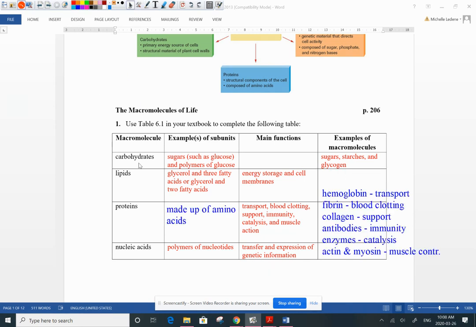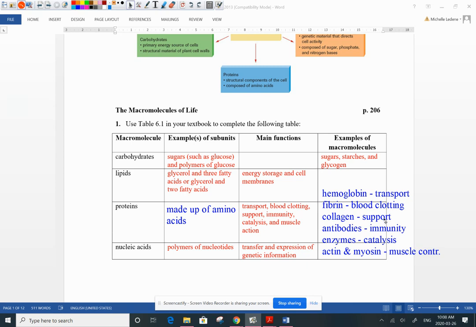Well, what are proteins? They're made up of individual subunits, monomers, called amino acids. And those amino acids join up together to form larger units called peptides or polypeptides, and then those join up to make the large polymer, the protein. So what are some examples of these proteins that you find in your body? Well, hemoglobin is a protein in your red blood cells to transport oxygen. Fibrin is important for blood clotting.